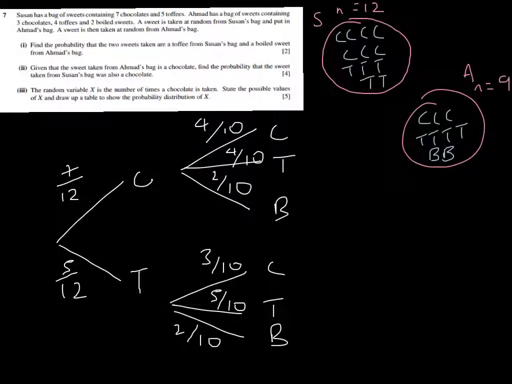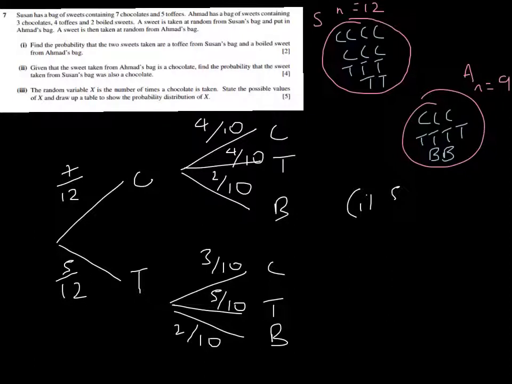Okay, so the first part there is setting up your tree. And I'm using fractions because, although the 10ths are quite nice fractions, the 12ths are not particularly nice, and so it's going to be more accurate to leave it as fractions rather than dividing it into decimals and whatnot. Cool, so for part 1, find the probability that the 2 sweets taken are a toffee from Susan's bag here and a boiled sweet from Ahmed's bag there. So we're just going to multiply across the tree to get the answer for part 1.